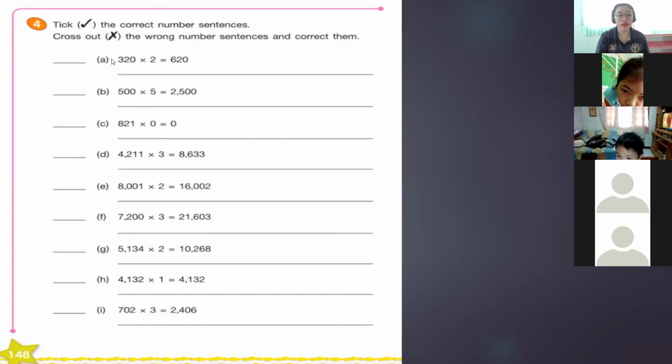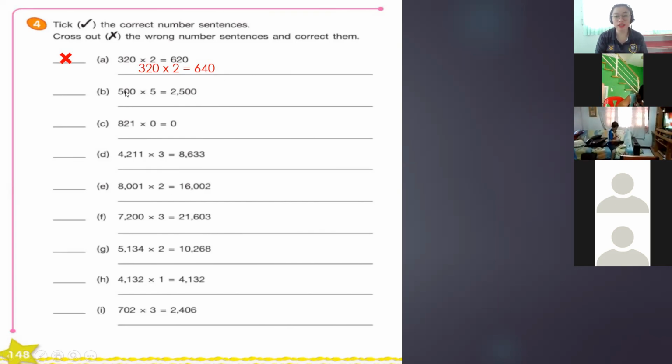Okay, so we have letter A. 320 times 2. Is it equal to 620? Yes or no? No, it is not, because 320 multiplied by 2 is equal to 640. So you're going to draw an X if it is wrong. Okay?